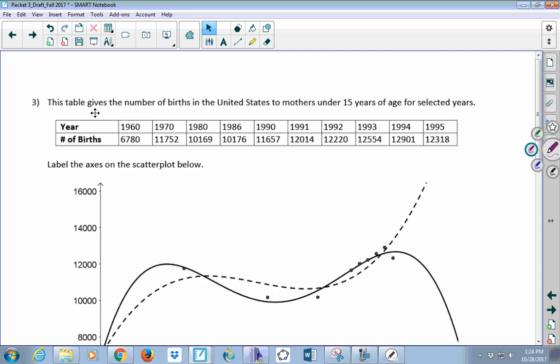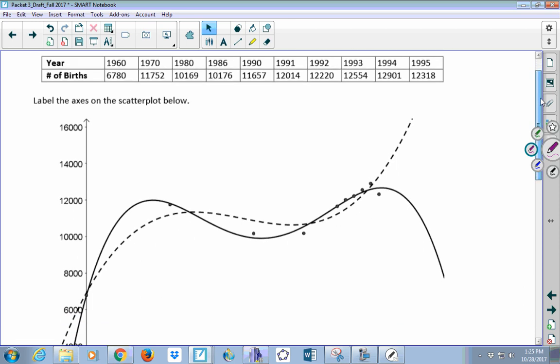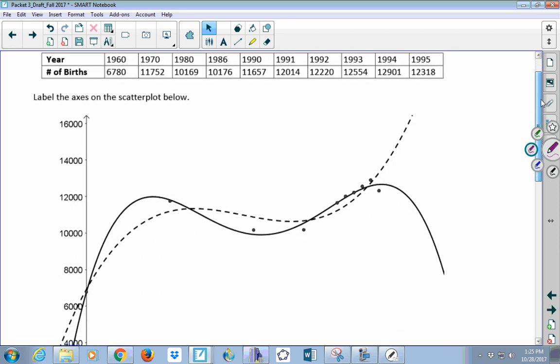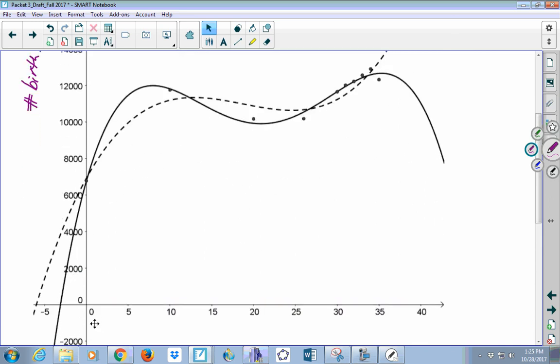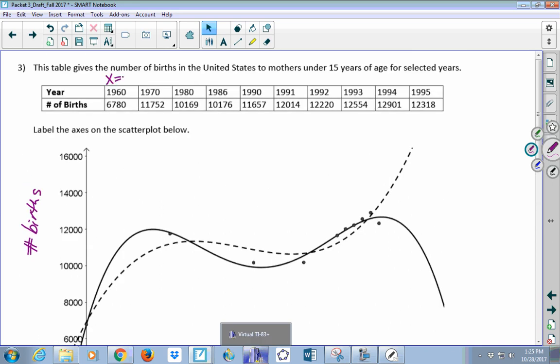Right, let's take a look now at number 3. The table below gives the number of births in the United States to mothers under 15 years of age for selected years. So from 1960 to 1995, for selected years in that time range. So let's label the axes. We know that the vertical axis is the number of births. And again, let's see how we're measuring time here. We're starting at 0, and therefore 1960 is going to be our base year. That's going to be 0. 70 will be 10. 1995 will be 35.